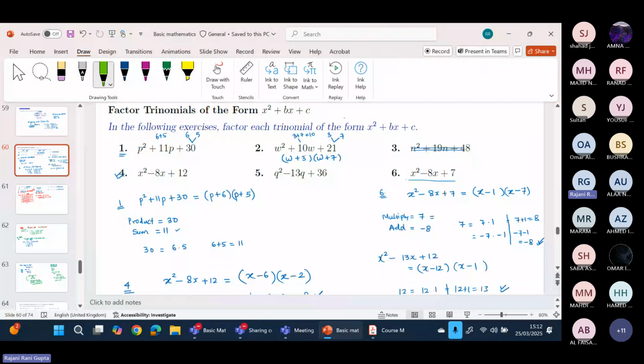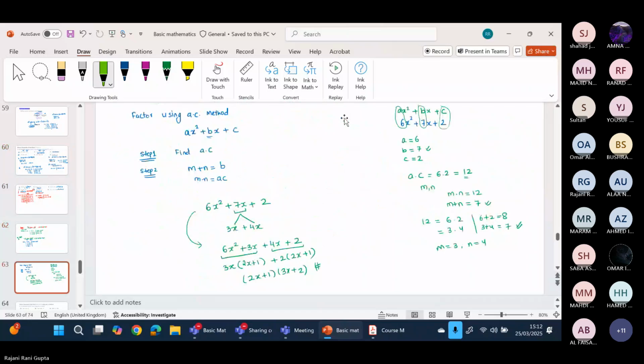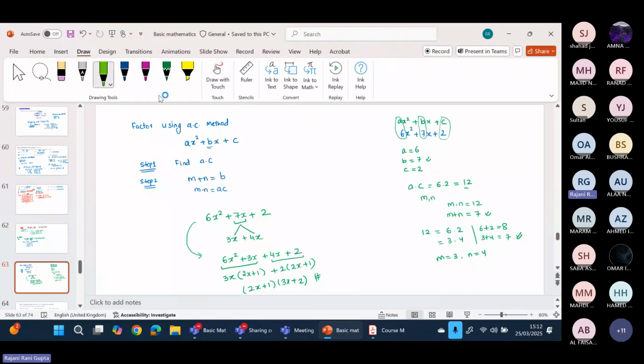plus c, okay. Then the last topic that we did is this one, factors using AC form. So if your expression is in the form of ax square plus bx plus c, how you will make factors of this? How you can write it as product of two terms, okay? This is what we have to do, like with the factors. So what was the process I explained you yesterday is find the value of A and C and multiply them.